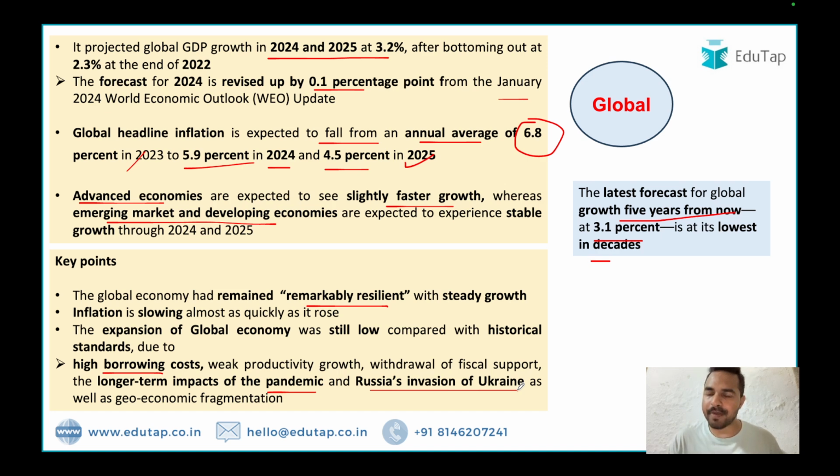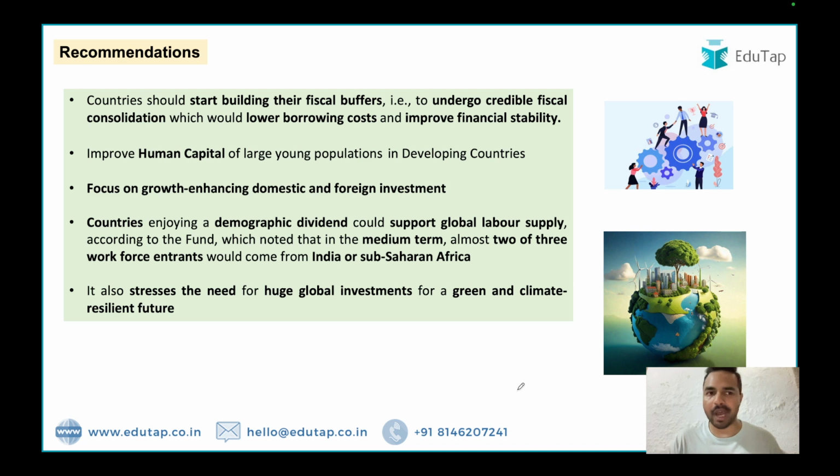So guys, with this particular part we have covered the global key insights, and now let's move on to another important part, and what exactly are the steps we can take in order to improve the position of the global economy. We can see here the recommendations given by the World Economic Outlook. And the very first thing that it provides is that the governments, the countries should start building their fiscal buffers. What exactly does it mean? That is to undergo credible fiscal consolidation. Guys, what is the meaning of fiscal consolidation? That is basically to reduce.